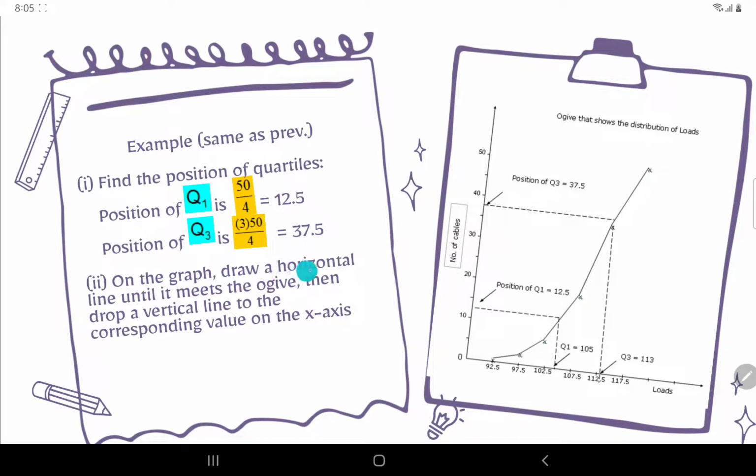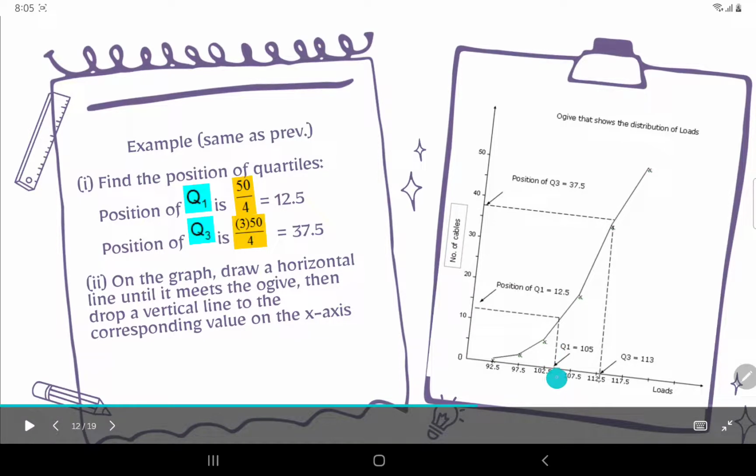On the graph, draw a horizontal line. For Q1, the position is 12.5, which is here. So we draw a horizontal line until it meets the OGIF. Once it meets the OGIF, draw a vertical line and drop down. So this is the value for Q1, 105 here.